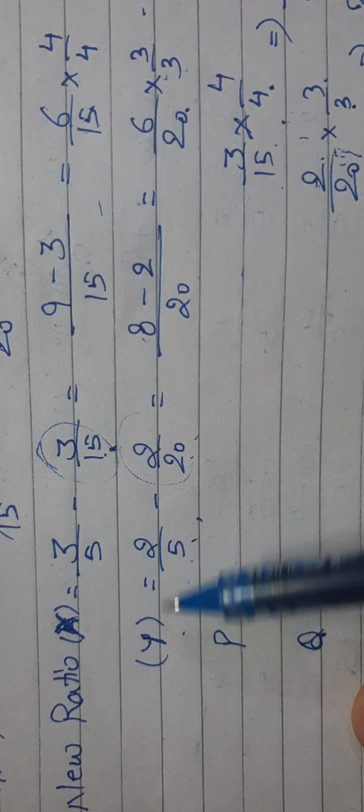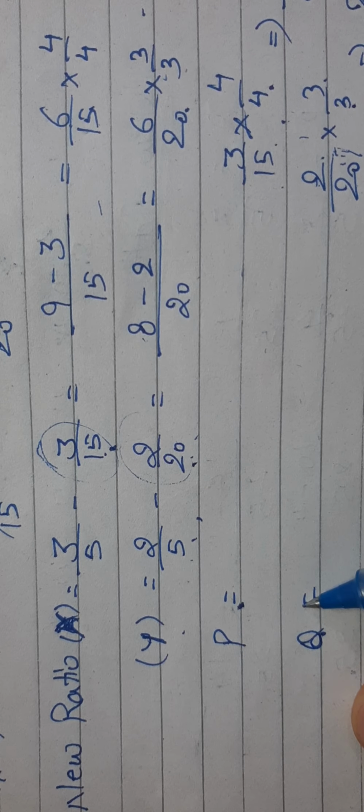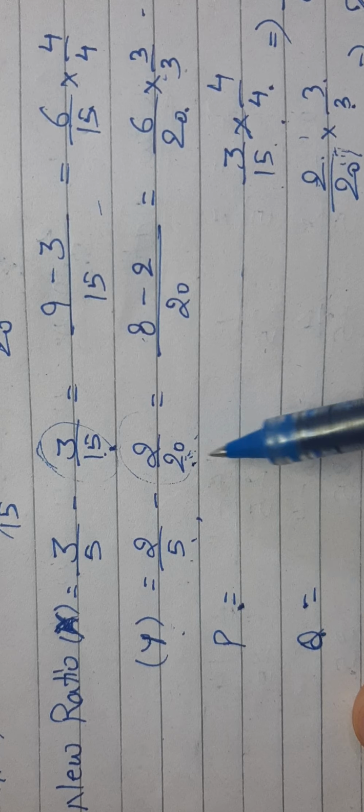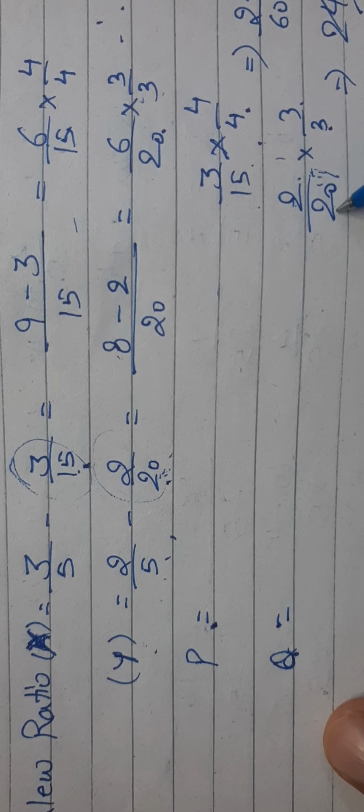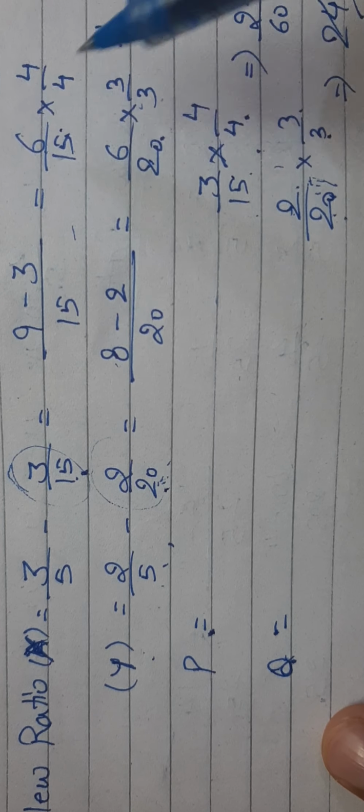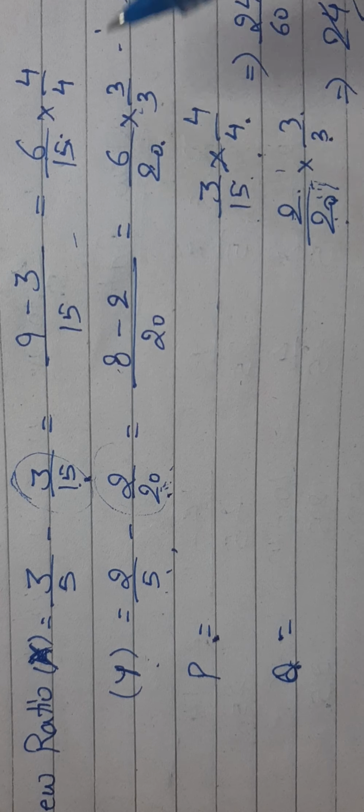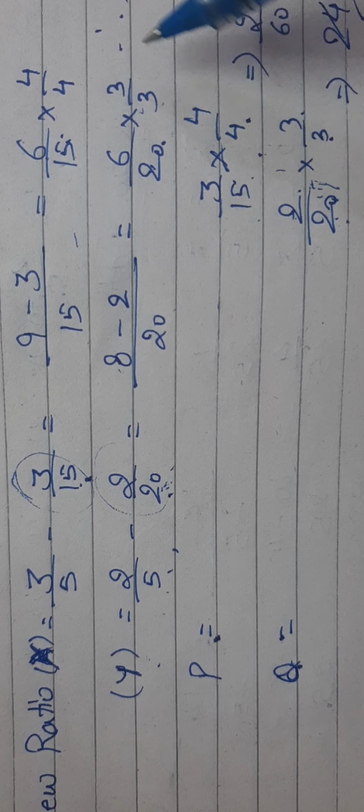And whatever Y gives to Q, that is the share of Q. So Y gives 2/20 to Q. So 2/20 is the share of Q. So we have to make the denominator equal. So for making them equal, we have to multiply it by 4, this one by 3, this one by 4, and this one by 3.